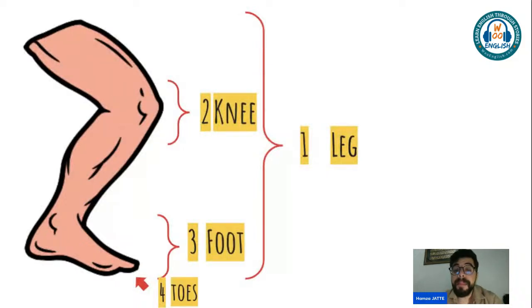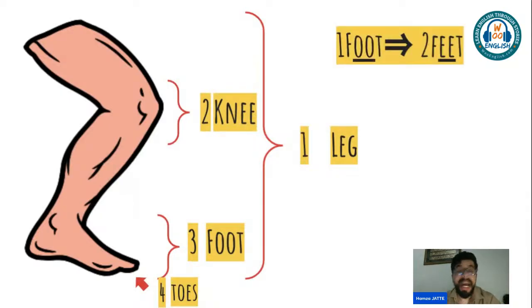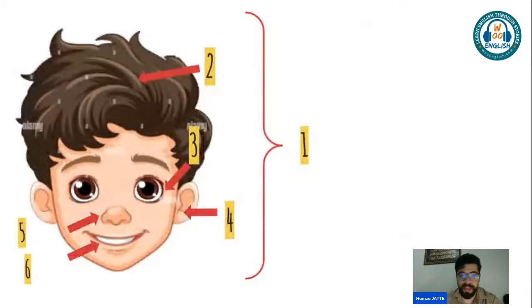Foot and toes. So remember, for the fingers of the hand, we call them fingers. For the fingers of the leg or of the foot, we call them toes, right? Toes. Okay, perfect. And of course, the plural of foot is feet. It's not foots, it's feet. All right, great. So this is just to remember.